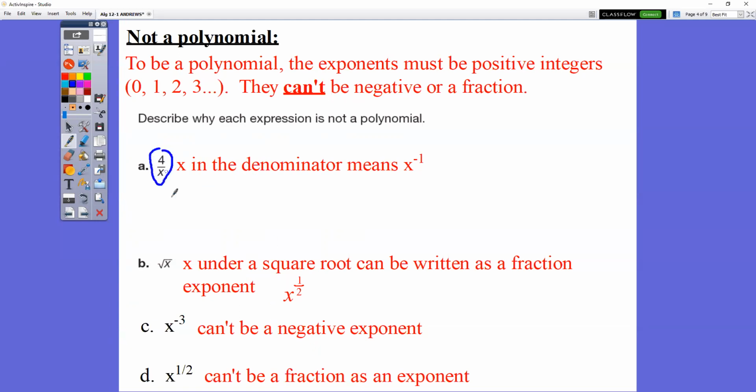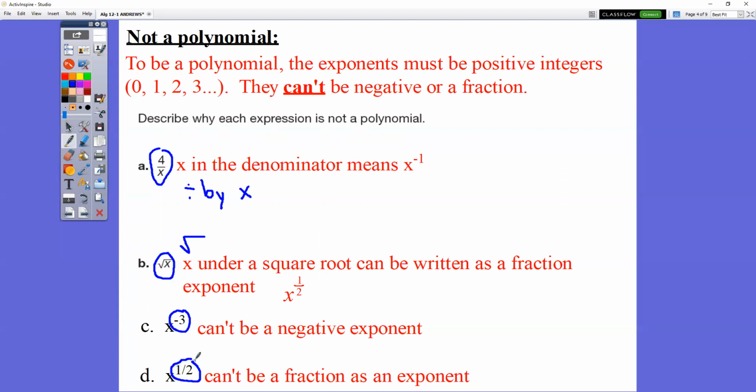All four of these things, 4 divided by x, you can't have an x in the denominator. You can't divide by x. If you divide by x, it is not a polynomial. If you take the square root of a letter, anytime that you take the square root of a letter, it is not a polynomial. You can't have a negative exponent. Anytime that you have a negative exponent, it is not a polynomial. And anytime that you have a fraction as an exponent, it is not a polynomial.